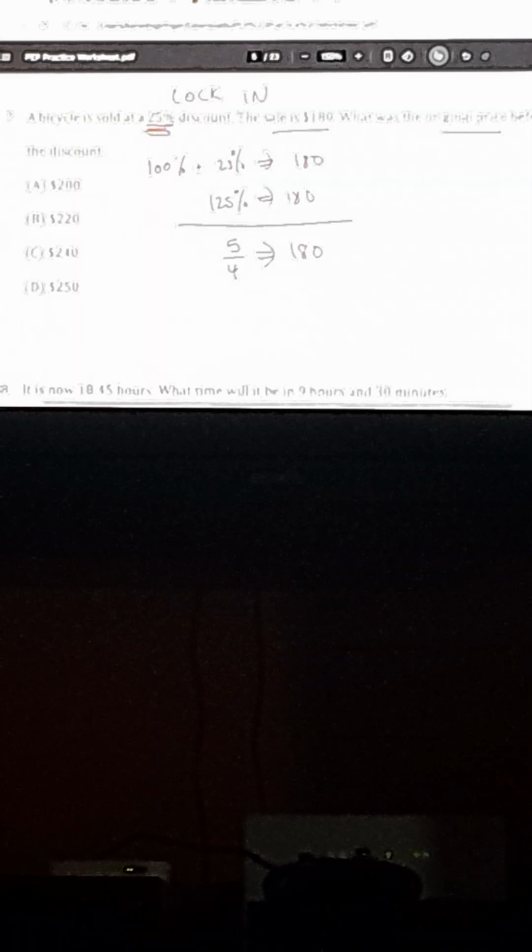So therefore, the whole, the original price, whole, anything you want to call it, we multiply by the reciprocal, the inversion of this. That's the way you do this question. If you try to do the other way, where you find 25% of 180, you're going to get it very wrong. 5 into 180, that's 36. So that's 36 times 4. 36 times 4 is how much?